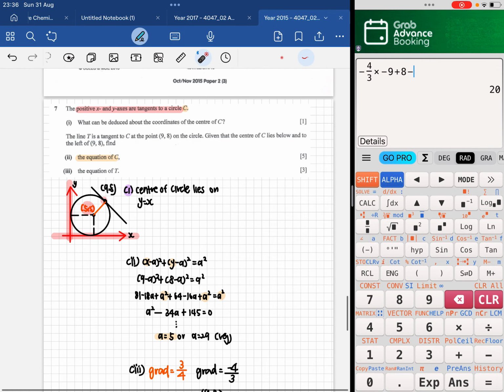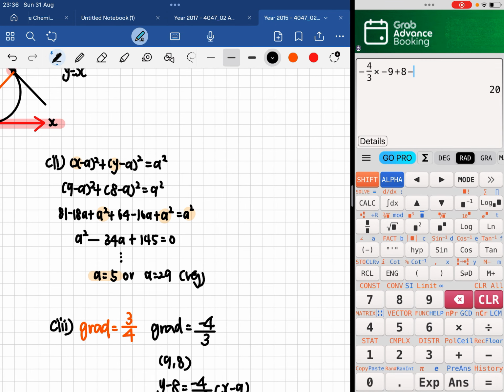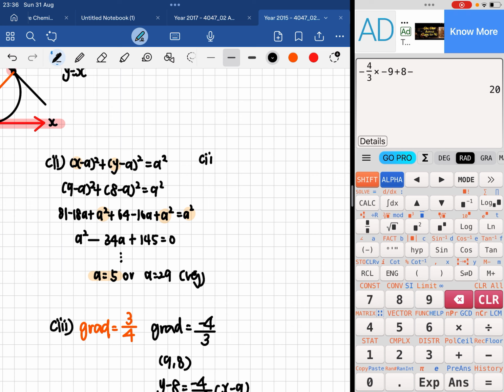Oh yes, I realized for part 2, you're supposed to find the equation of the circle, so I'm not done. So the equation of the circle: (x minus 5) squared plus (y minus 5) squared equals 25.